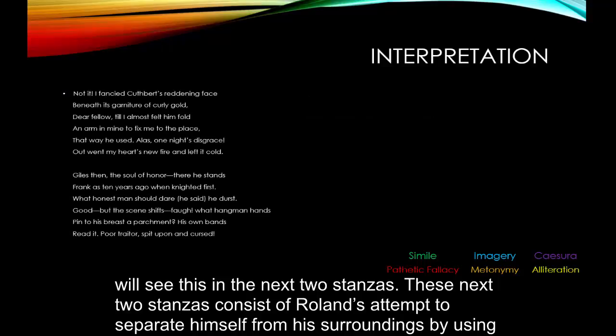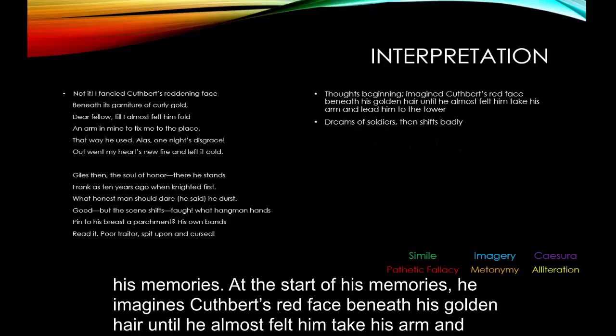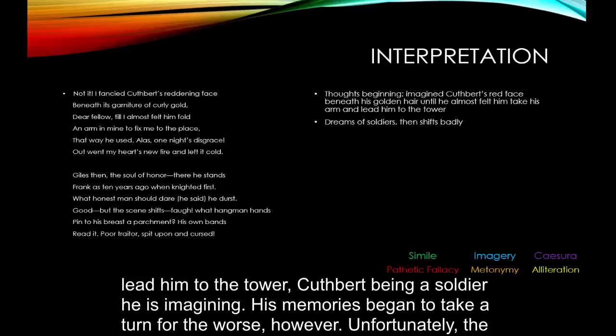These next two stanzas consist of Roland's attempt to separate himself from his surroundings by using his memories. At the start of his memories, he imagines Cuthbert's red face beneath his golden hair until he almost felt him take his arm and lead him to the tower, Cuthbert being a soldier he is imagining. His memories begin to take a turn for the worse, however.